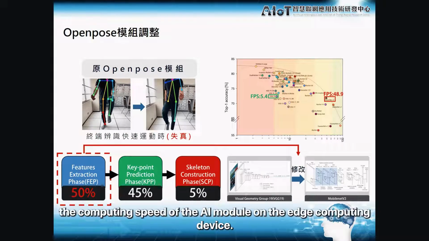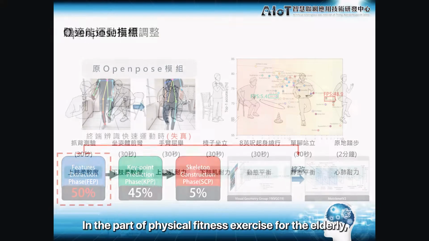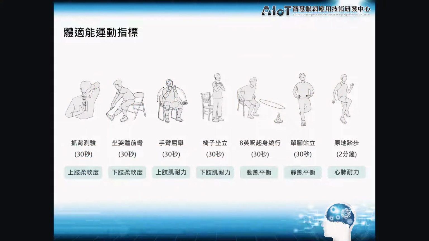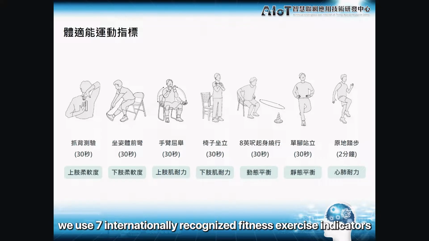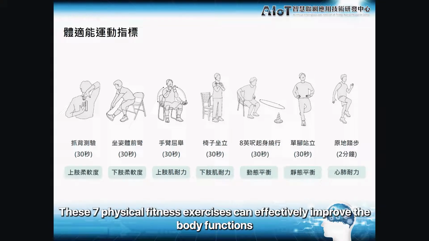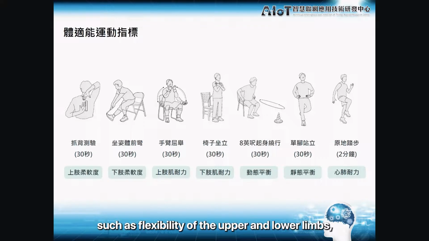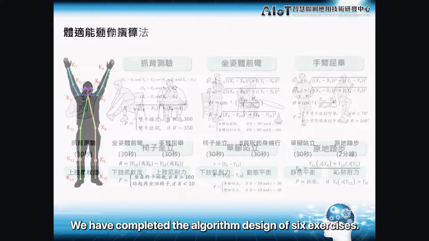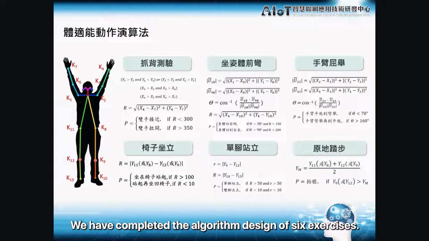In the part of physical fitness exercise for the elderly, we use 7 internationally recognized fitness exercise indicators as the exercise items of this system. These 7 physical fitness exercises can effectively improve the body functions such as flexibility of the upper and lower limbs, muscular endurance of the upper and lower limbs, dynamic and static balance, and cardiorespiratory endurance. We have completed the algorithm design of 6 exercises.